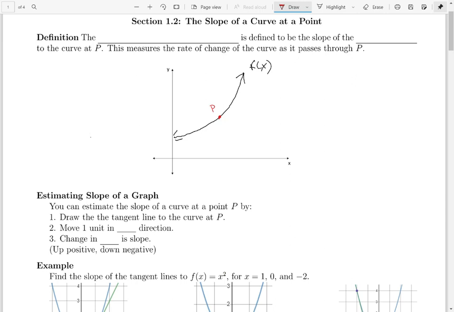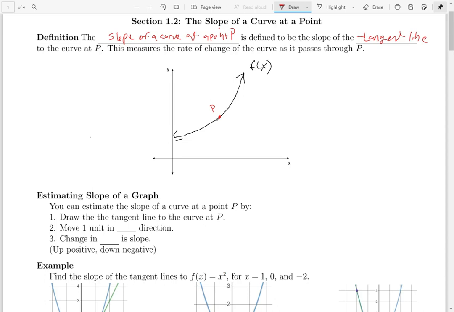And so what's going to happen is we're going to say that the slope of a curve at a point P is defined to be the slope of the tangent line. And we'll talk about a tangent line in just one moment. But the idea here is that if you have this function f of x and then you pick a point on the curve, then you can find this thing called the tangent line.